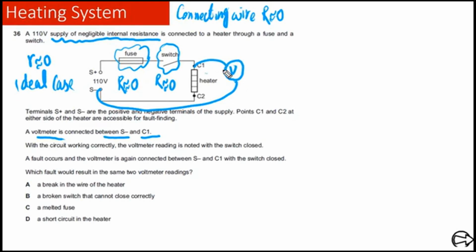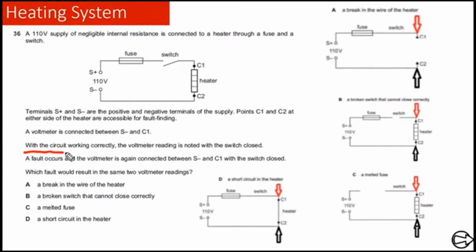Voltmeter is connected here. As you can see, the wire is ideal, so it has no resistance. So it simply means that if I connect a voltmeter between C1 and C2, these two voltmeters will give us the same reading. In this case, V1 will be equal to V2 because this wire is ideal and there is no voltage loss. It is given to us with the circuit working correctly.